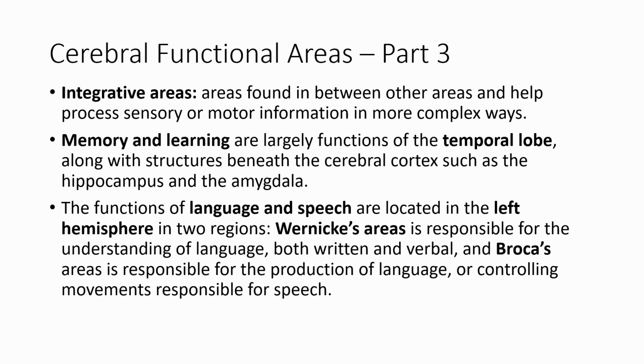All right, getting to some other areas, these are functional areas: integrative, memory and learning, and language and speech. Integrative areas are found between other areas and help process information in more complex ways, where we can integrate information from more than one area. Memory and learning are mainly part of the temporal lobe, as well as some deeper structures like the hippocampus and the amygdala, which are, at least in part, of your limbic system. And language and speech come from the left hemisphere, in two different regions.